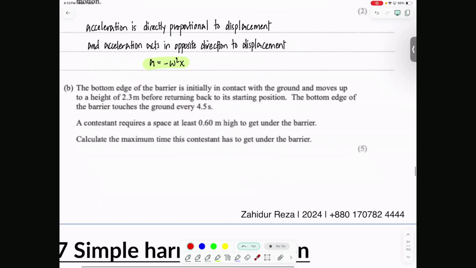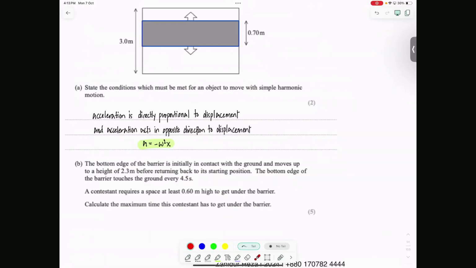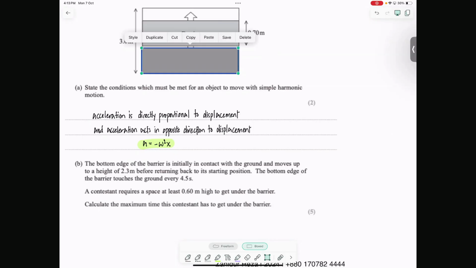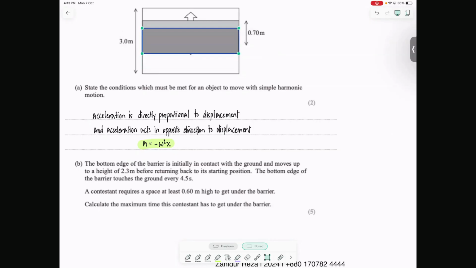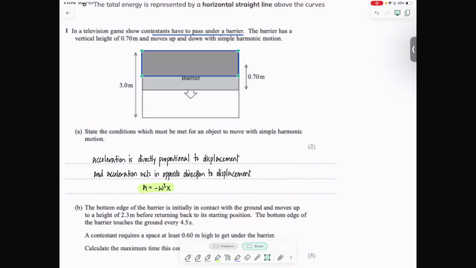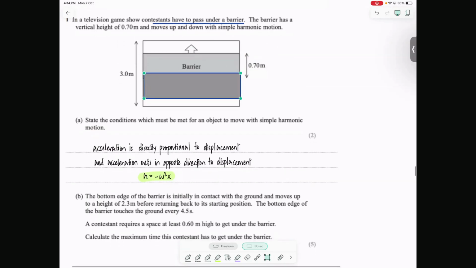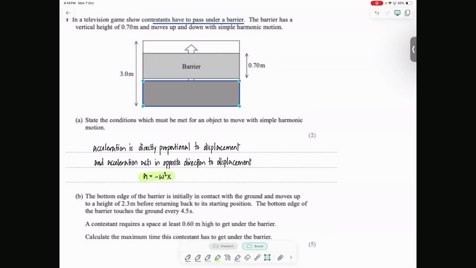But look at this. This is the one I want you to solve, okay? 5 marks. The bottom edge of the barrier is initially in contact with the ground. And then it moves up to a height of 2.3 meters, all the way up like that, before coming back to the starting position. So it's just going up and down continuously. It has a time period of 4.5 seconds. So it starts from here, goes up and comes back down in 4.5 seconds, and it keeps doing that.